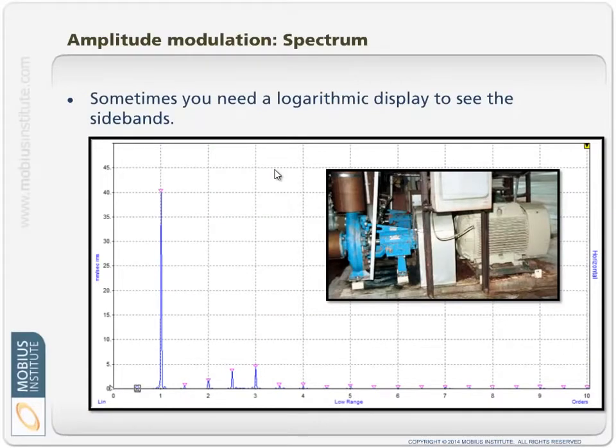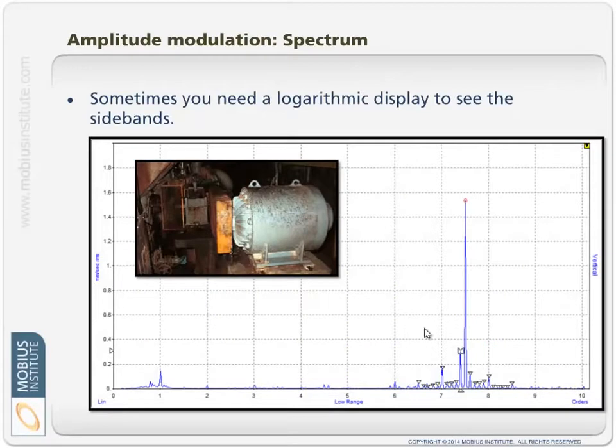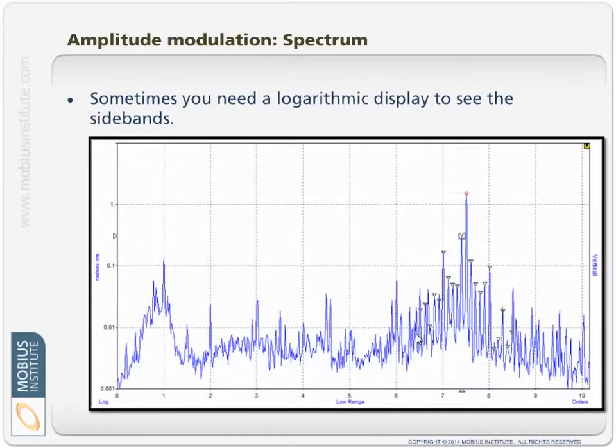Sometimes you might be surprised that if you look in the log version of your spectrum, you'll see sidebands. So in this case, yes, it's high amplitude vibration, but you can't really see any sidebands. But when we switch it to logarithmic format, lo and behold, it's got these little sidebands around each of the peaks. You can see them quite clearly here, the sidebands. You couldn't see them in the linear. In this case, you can see some sidebands in the linear, but in the log vertical or amplitude scale, you can see them quite clearly, all these sidebands here.